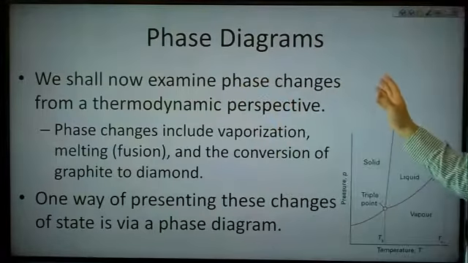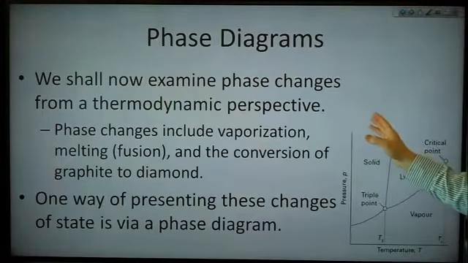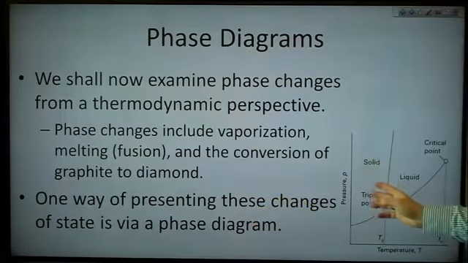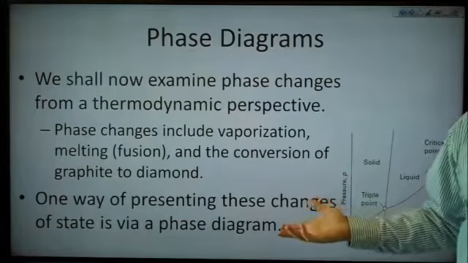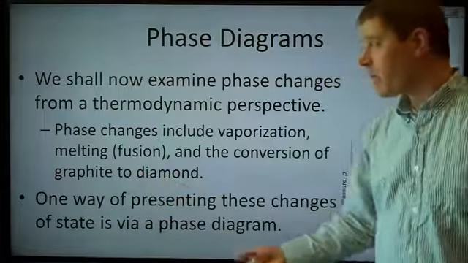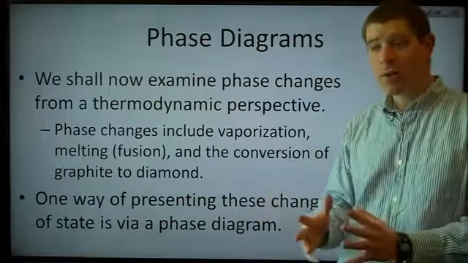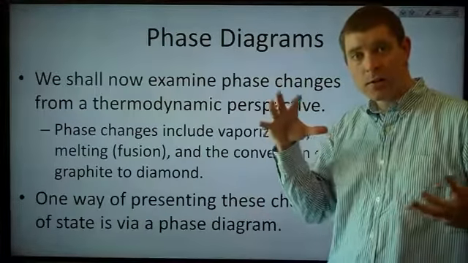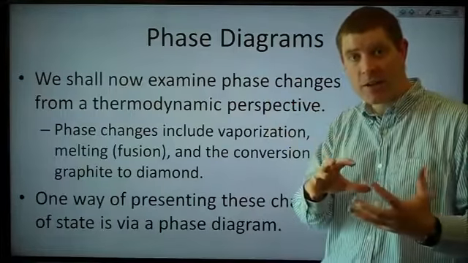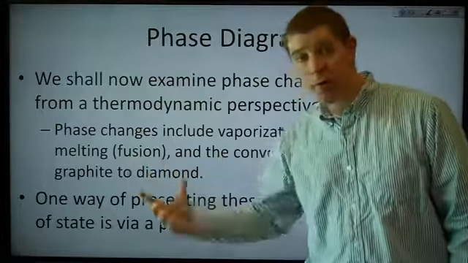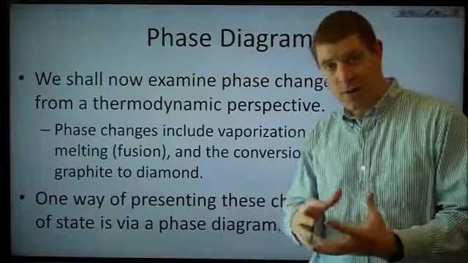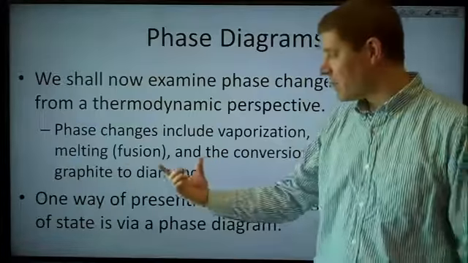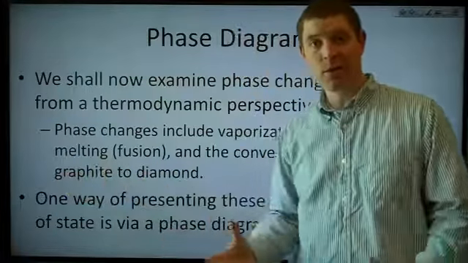Alright, first let's look at some phase diagrams. So we're going to look at some phase changes from a thermodynamic perspective. Now the phase changes include vaporization, melting, which is also called fusion. That's from the Greek word for fusion. Note that nuclear fusion means something coming together, two nuclei coming together. But the Greek word for fusion means to melt something together. So the nuclear fusion means the coming together part. The melting fusion means the melting part.